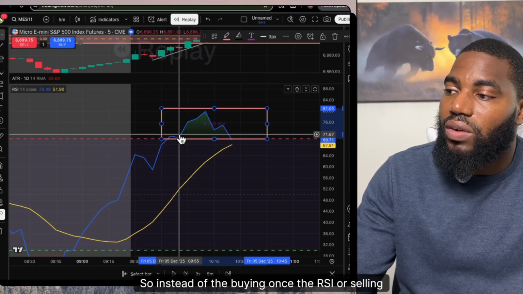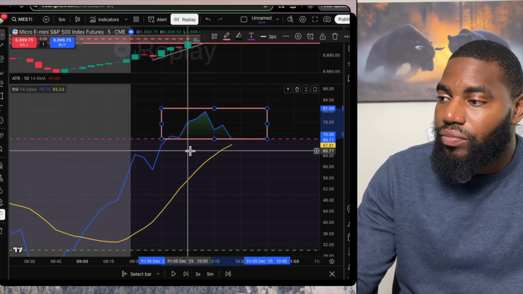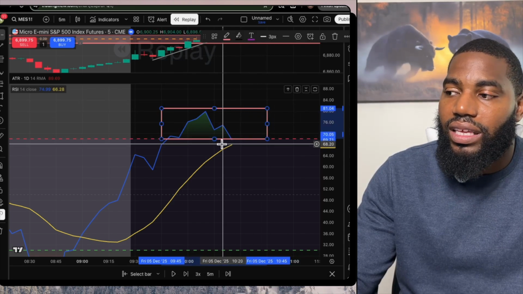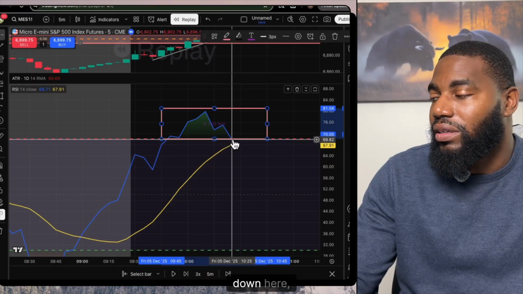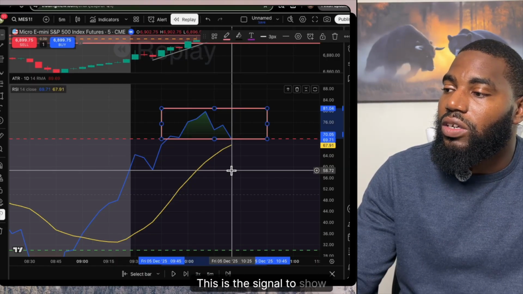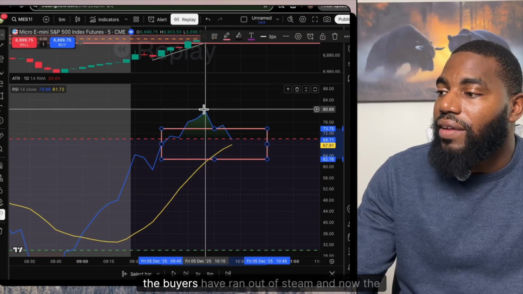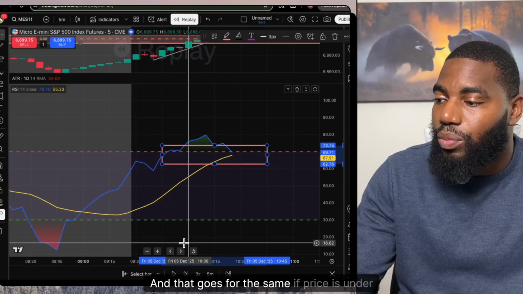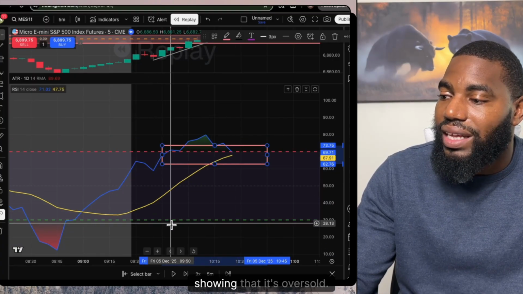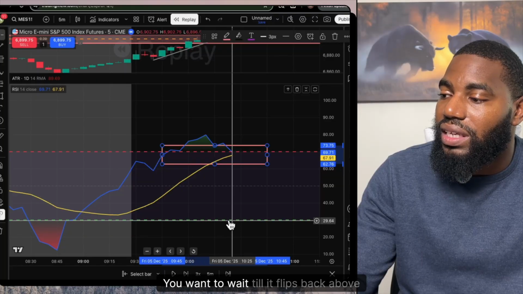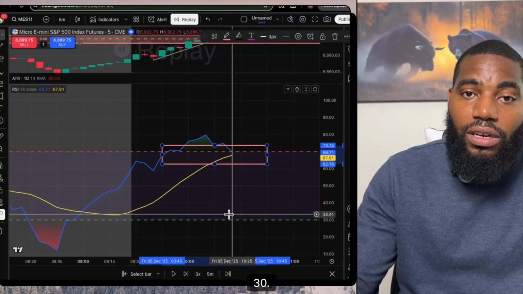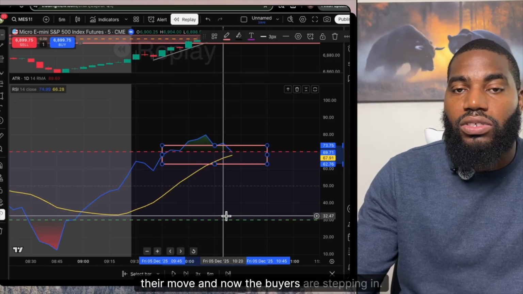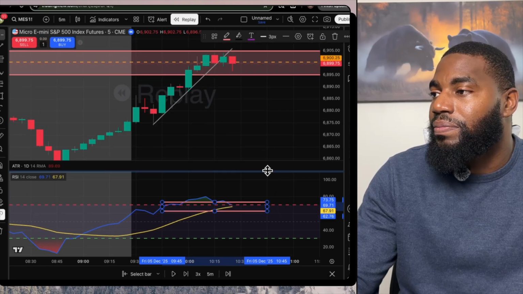So instead of selling once the RSI is overbought, you want to wait until it comes back under the 70 level. This is where you react, down here. This is the signal to show that the buyers have run out of steam and now the sellers are taking over. And the same goes if the RSI is under 30, showing that it's oversold. You want to wait till it flips back above 30. That's your signal that the sellers have exhausted their move and now the buyers are stepping in. Let's go back up to our example.